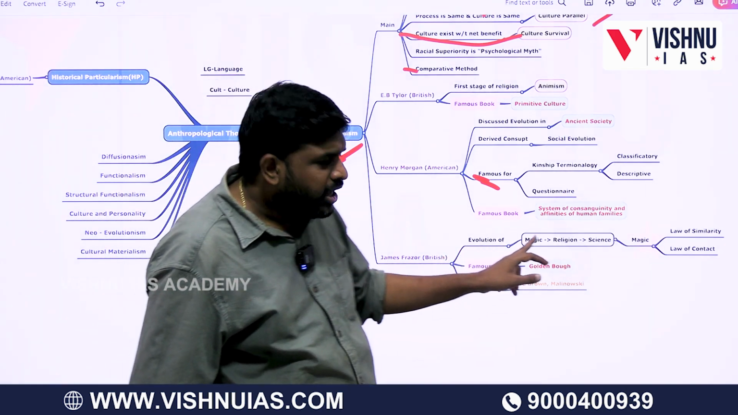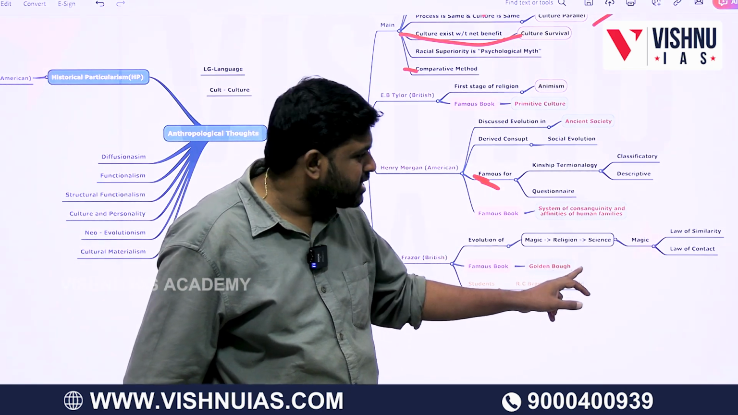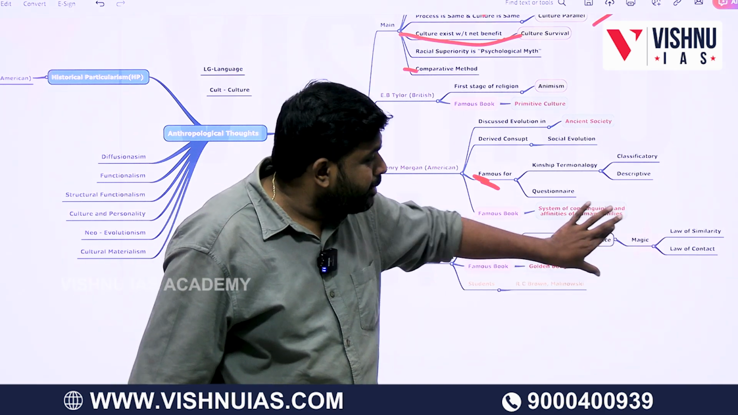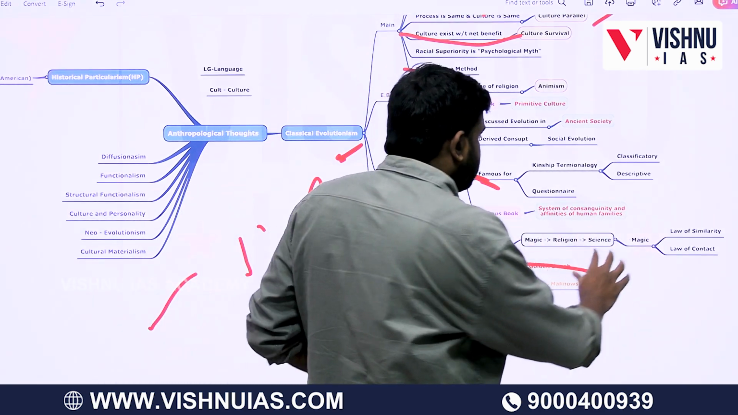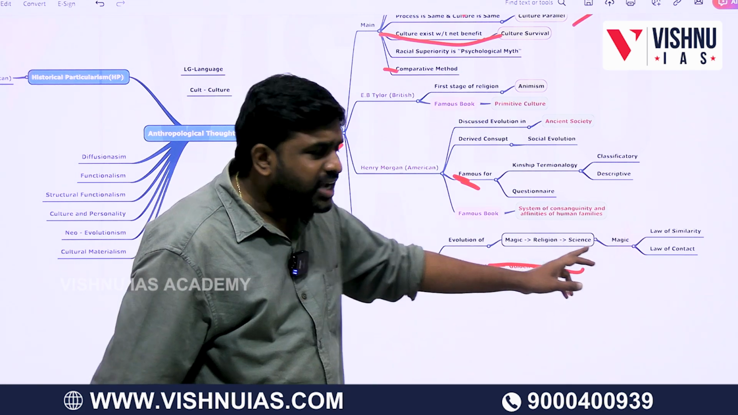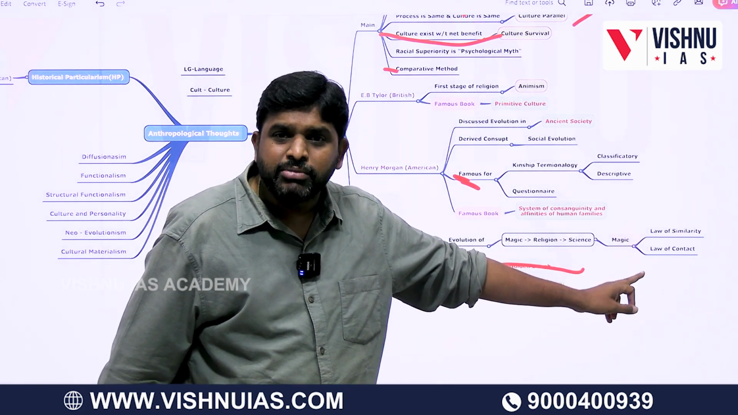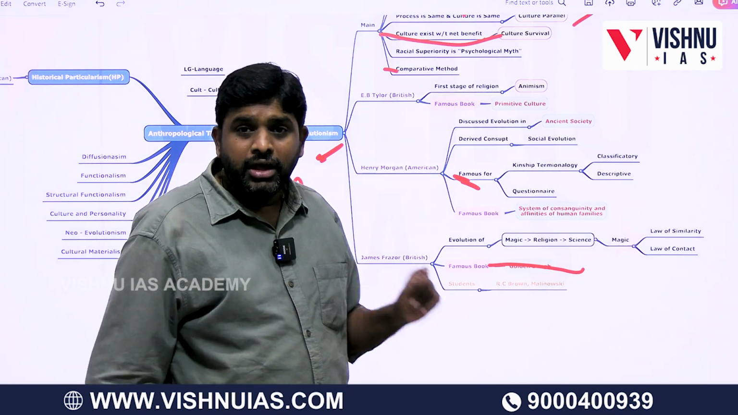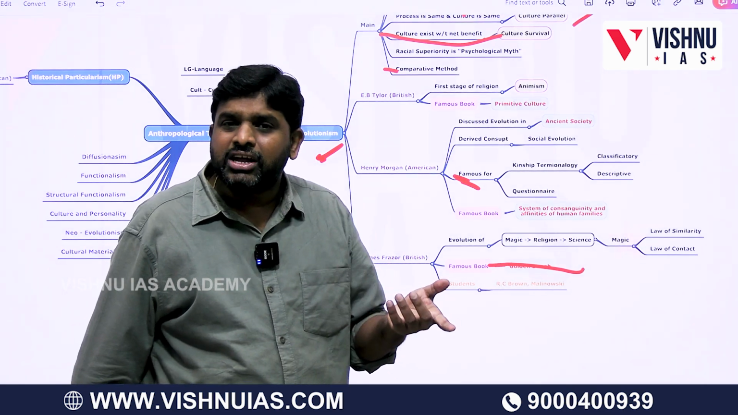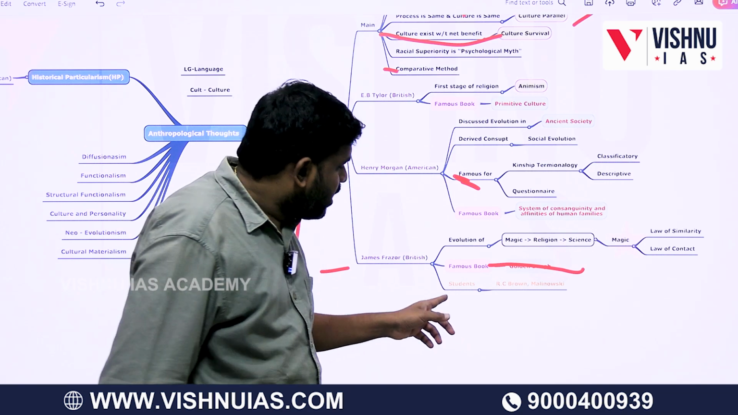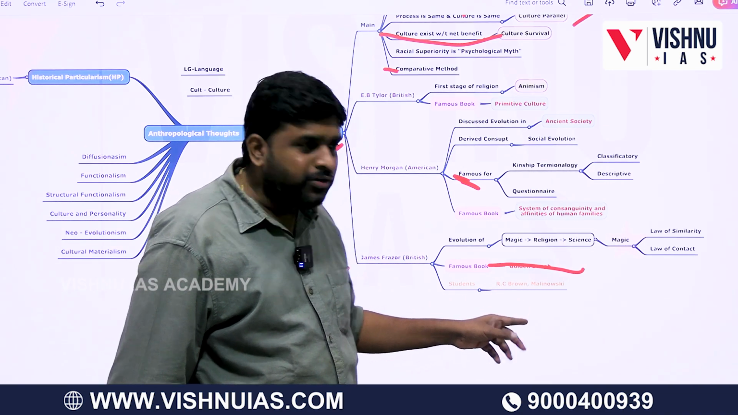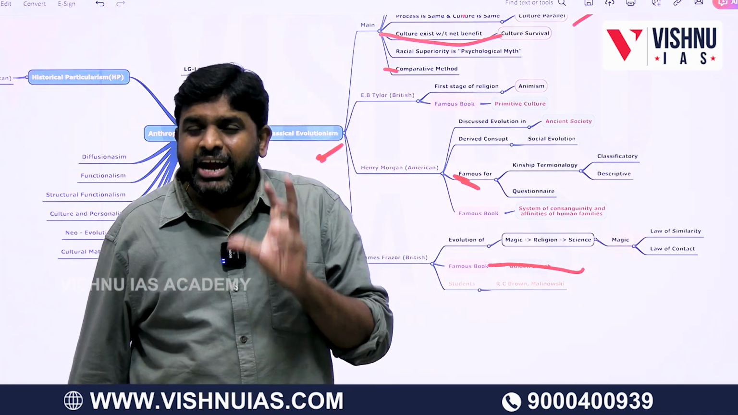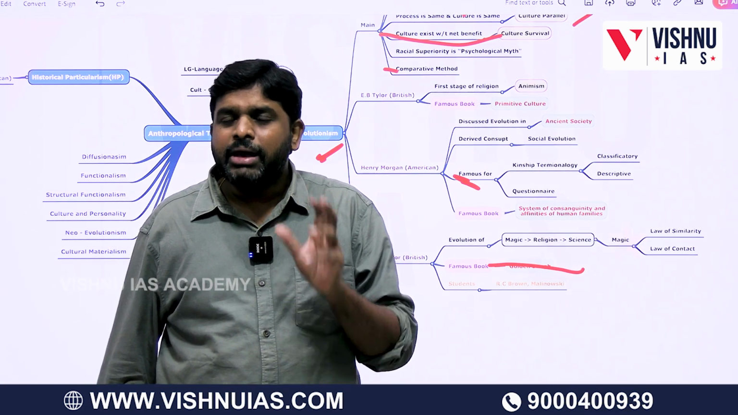Coming to James Frazer, he is the person who told of magic, religion and science, and he told that magic can be done in two ways, which are called the law of similarity and the law of contact. His famous book is The Golden Bough. Without mentioning The Golden Bough, we cannot complete the answer on James Frazer. And his students are A.R. Radcliffe-Brown and Malinowski.